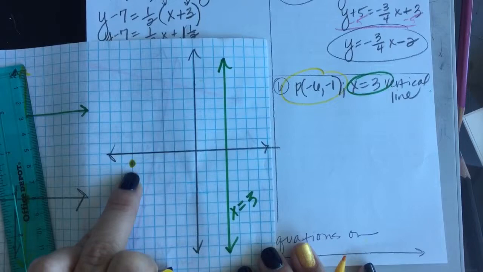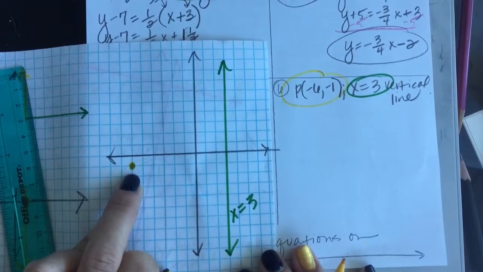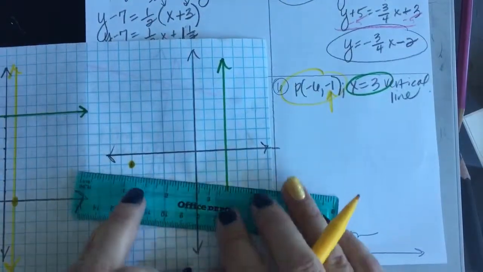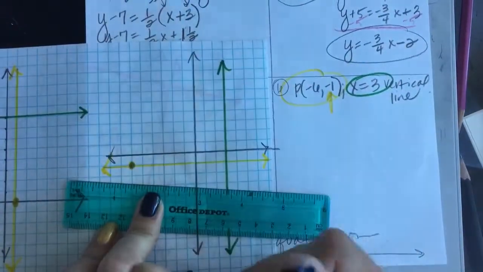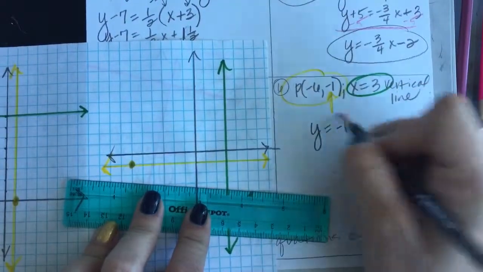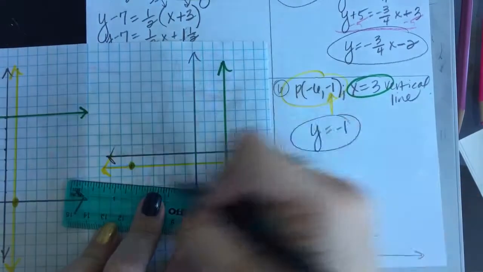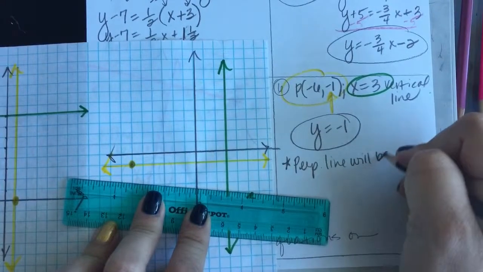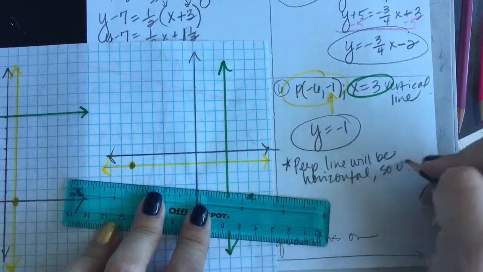So what's the equation of the horizontal line that is going to hit it at a right angle? y = -1. You grab the y value this time, because horizontal lines are y = equations. The perpendicular line will be horizontal. So use the y value.